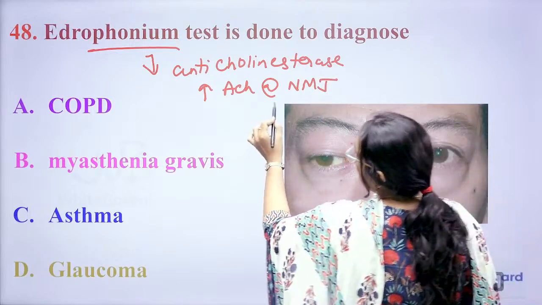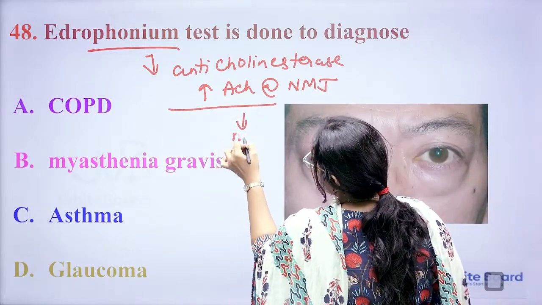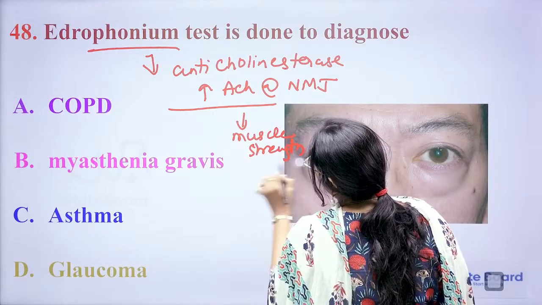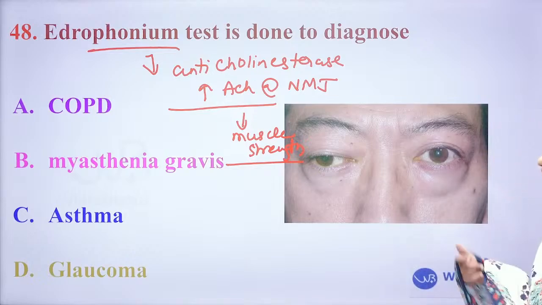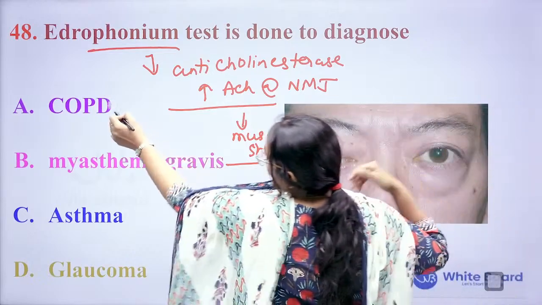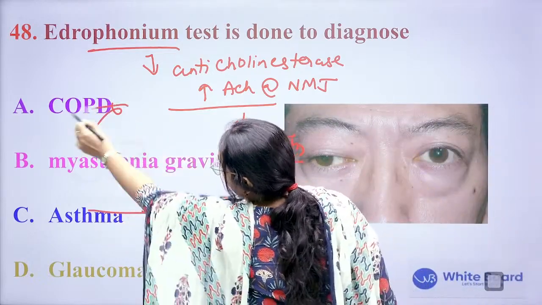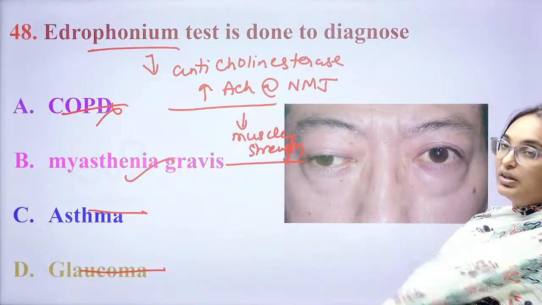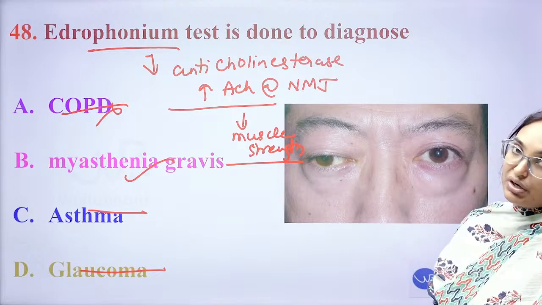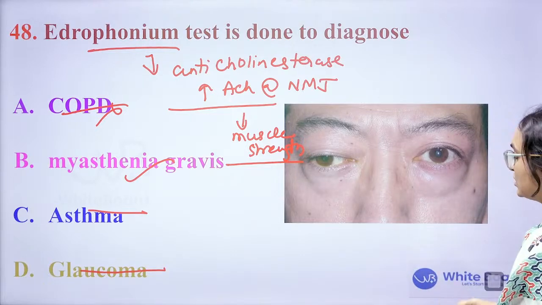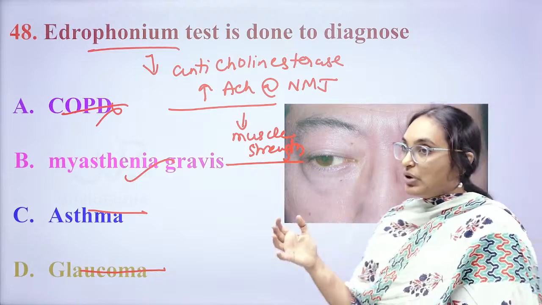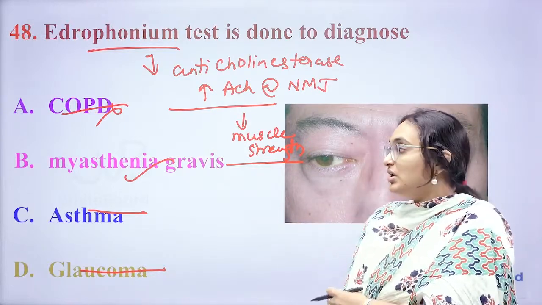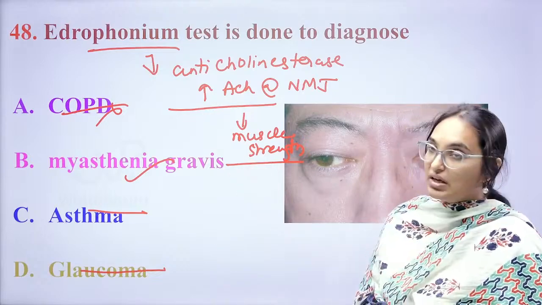This is used to test muscle strength or muscle weakness. Here it is myasthenia gravis, not COPD, asthma, or glaucoma. You test the muscle strength by giving this hydrophonium drug, which increases acetylcholine. Muscle strength is tested before giving hydrophonium and after giving hydrophonium. So, it is used in case of myasthenia gravis.